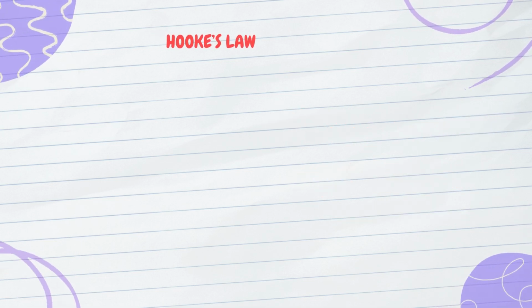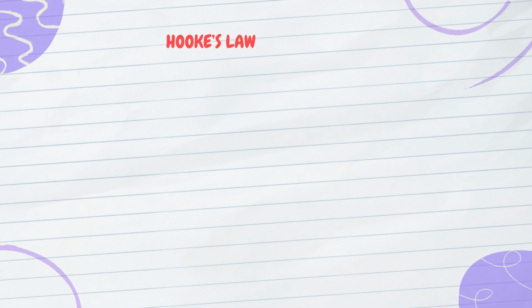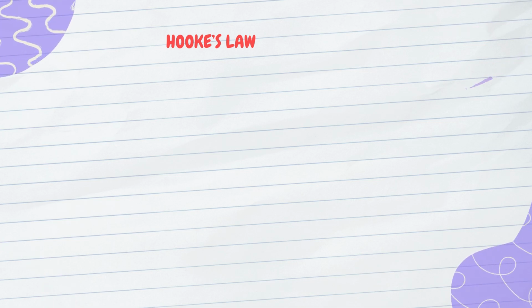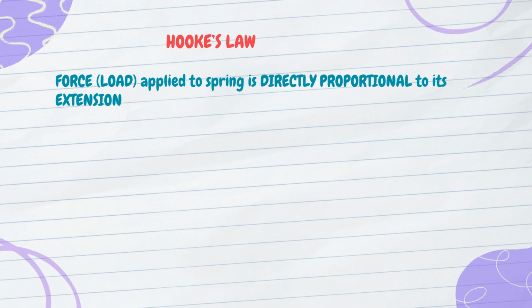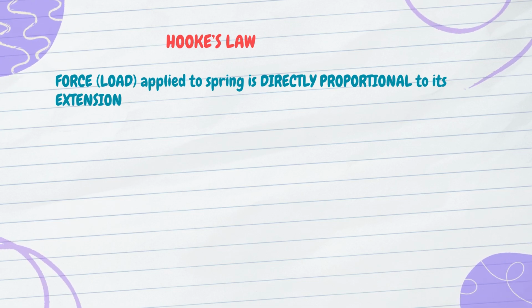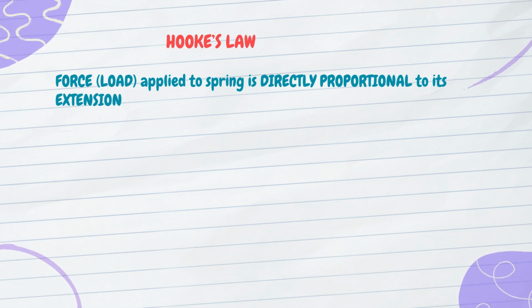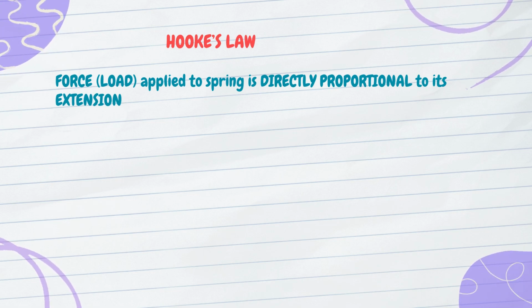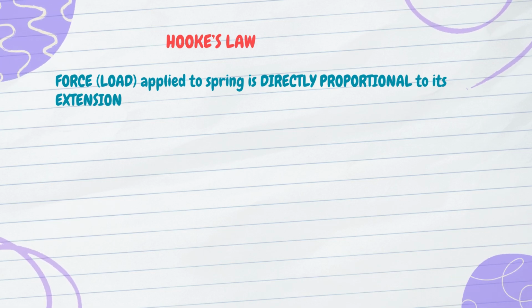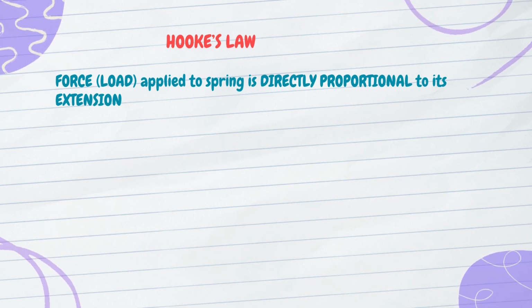The force acting on a spring is governed by one of the most elegant laws in physics, Hooke's law. It states that the force or load applied to a spring is directly proportional to its extension, as long as we don't cross the elastic limit. That means if you double the load, you double the stretch. Triple the load? Yep, triple the extension until the spring snaps out of line, literally.